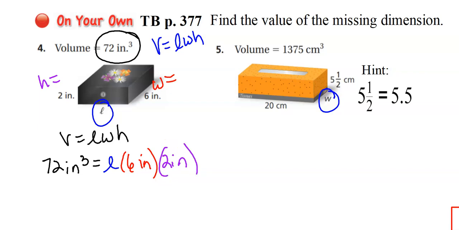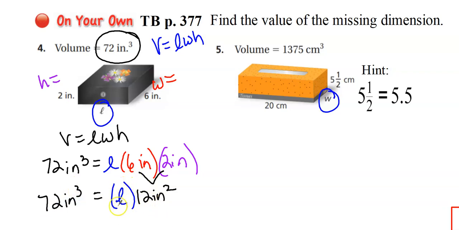Okay, so it makes sense. I know order of operations says to do multiplication first. I'm going to multiply these two together, and I get 12 inches squared, and I still have the length, right? And I have 72 inches cubed equals length times 12 inches squared.